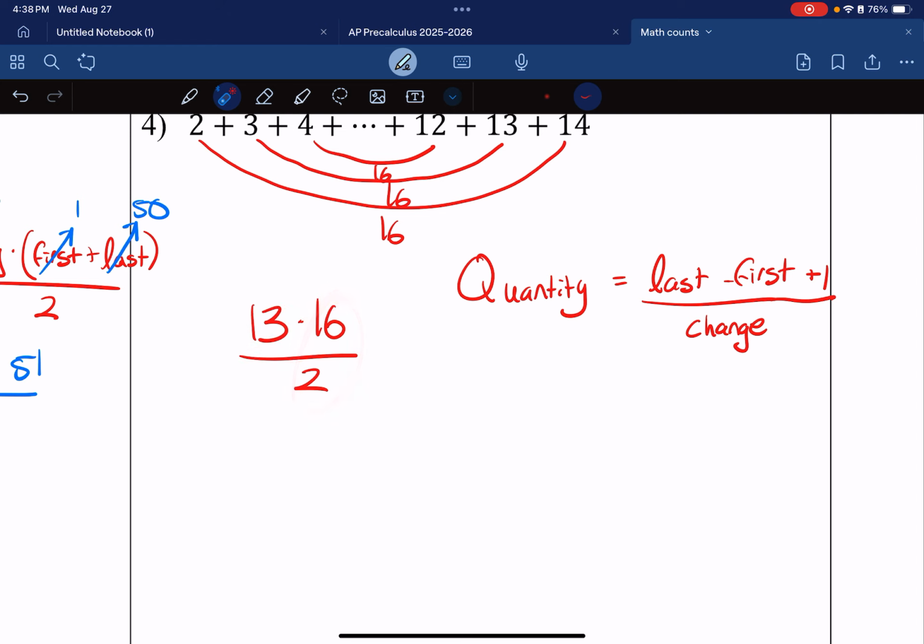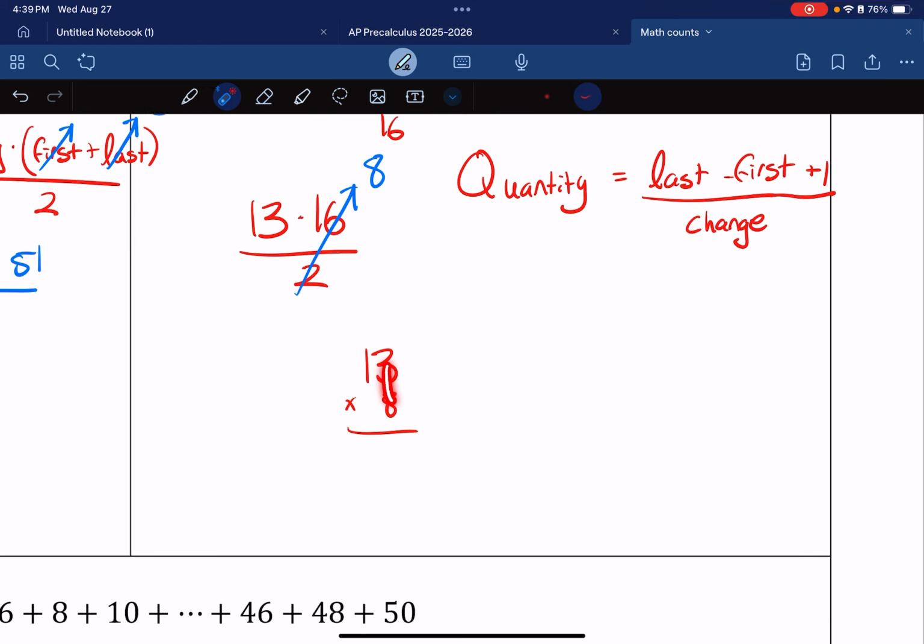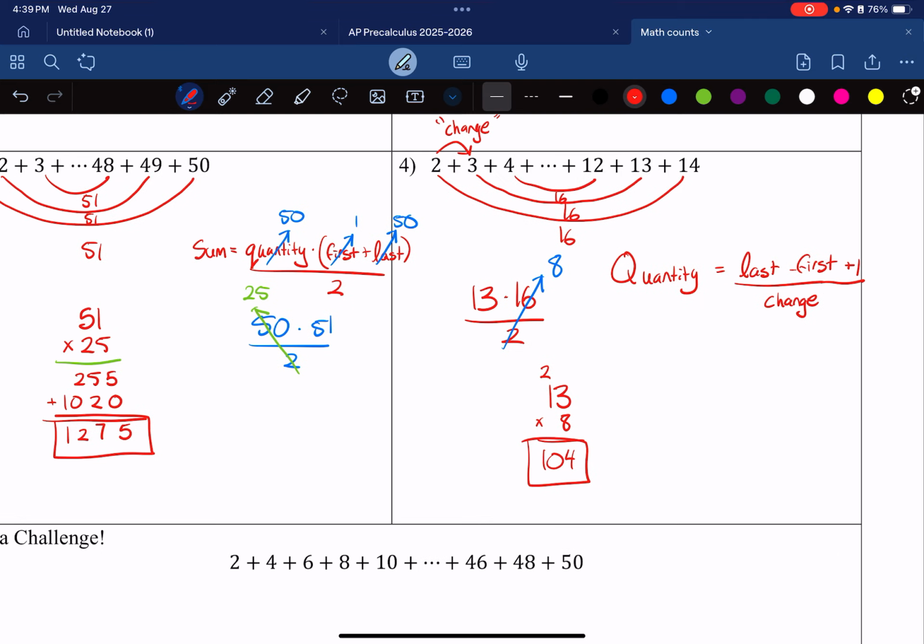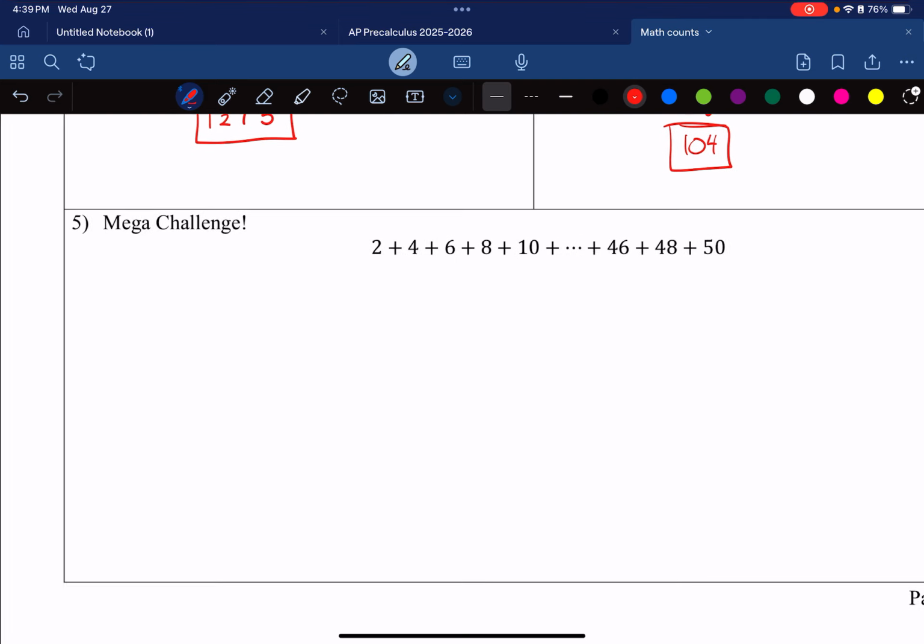What about 16 divided by 2? Yes, much nicer, right? 16 divided by 2 is 8. And then we just have to do 13 times 8. So let's go ahead and do 13 times 8. Again, 8 times 3, 24, 24. And then 8 times 1 is 8, 9, 10, 104. Very nice. And then we move on to the magnet challenge.